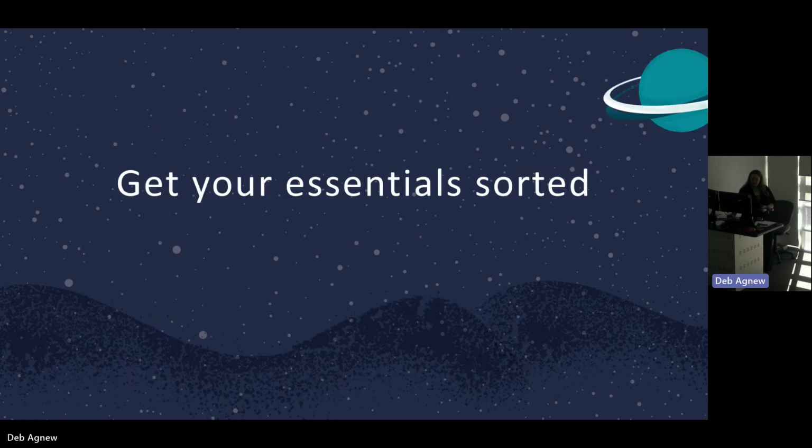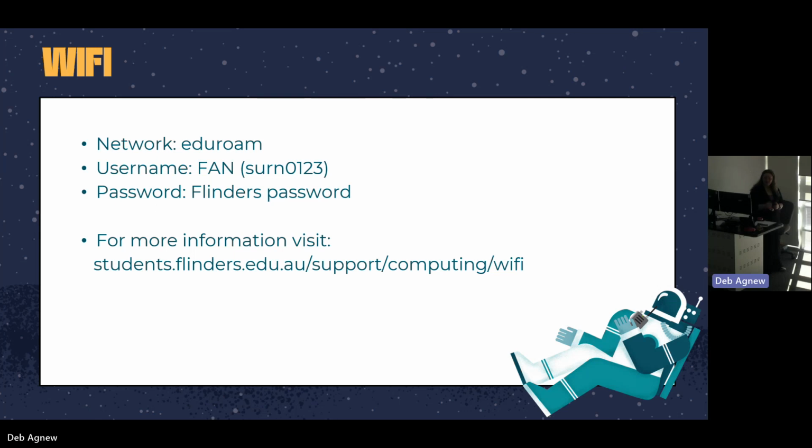To get yourself started, if you would like to tap into our Wi-Fi anytime that you're here, our network is EduRoam, and you should have a FAN, which is the first 4 letters of your surname, and you have some letters as well. Then you should be able to set up your own Flinders password. You need that to log into EduRoam. If you would like some more information, you can tap on that link there from the slides. That should work anywhere while you're around campus.